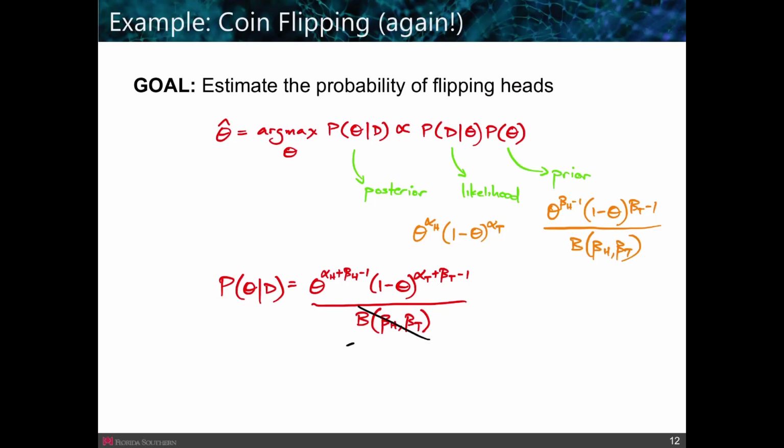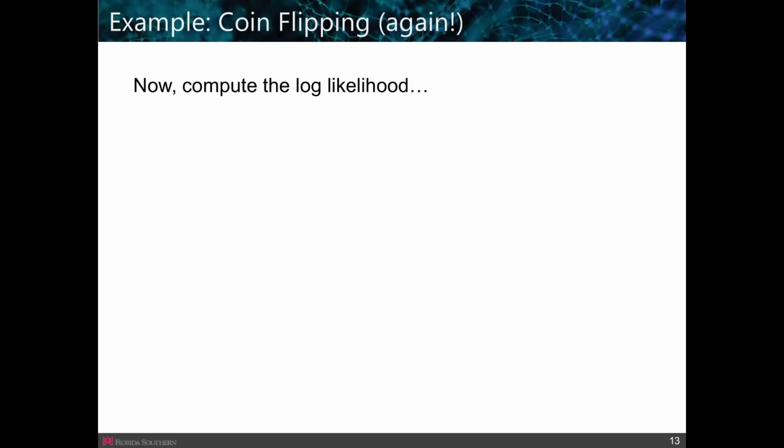If you look at this beta term, or the beta function B of beta h beta t, that also does not depend on theta. So we ignore it. So we're left with just the term in the numerator. How do we solve for theta? Well, we do the log likelihood, take the derivative, and set it equal to 0.